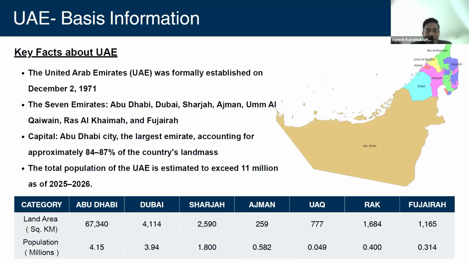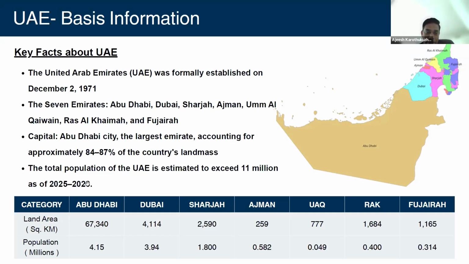Once the UAE started, Abu Dhabi constituted the major portion of it, around 84 to 87 percent of the land mass. The total population of the UAE is exceeding 11 million this year. If you see the map of the UAE, Abu Dhabi constitutes the major area, and it is interconnected by various roads from south to north.